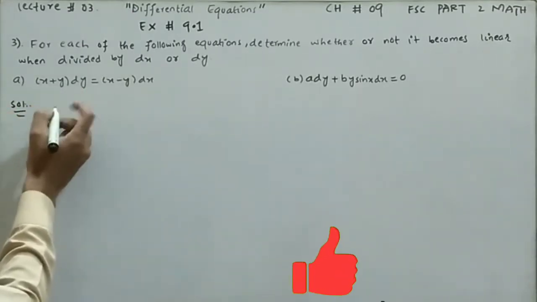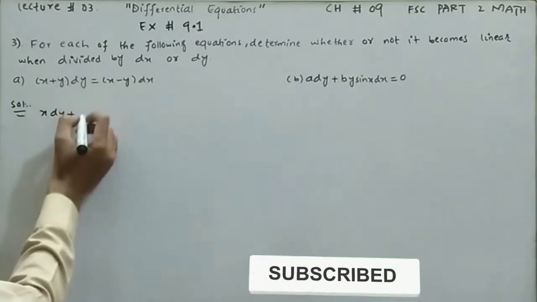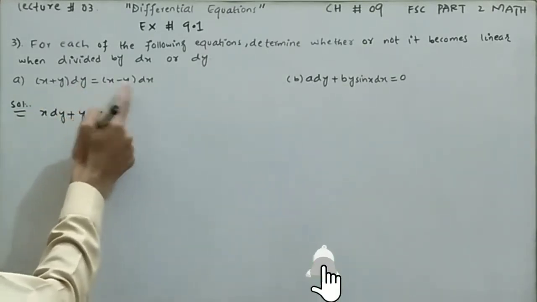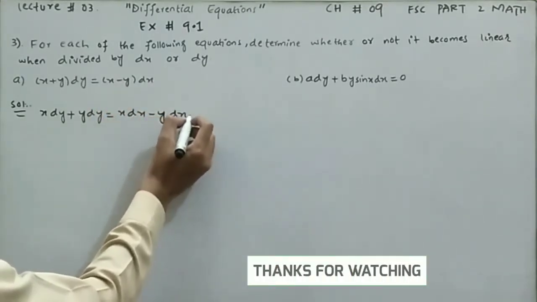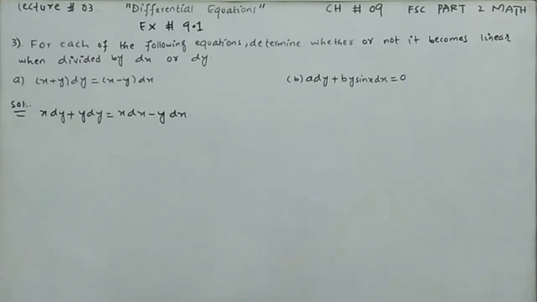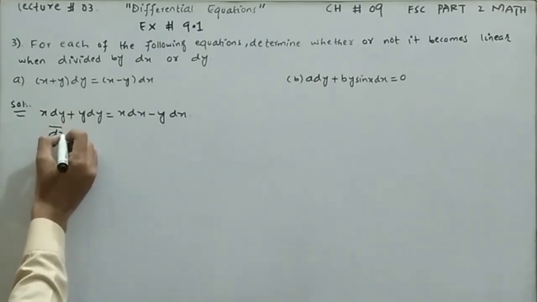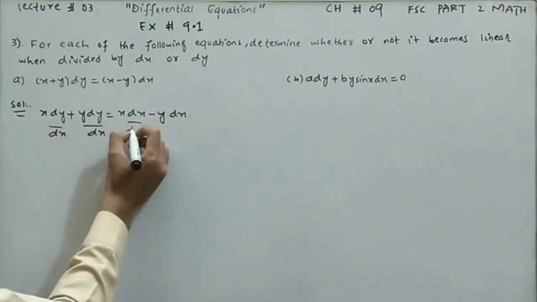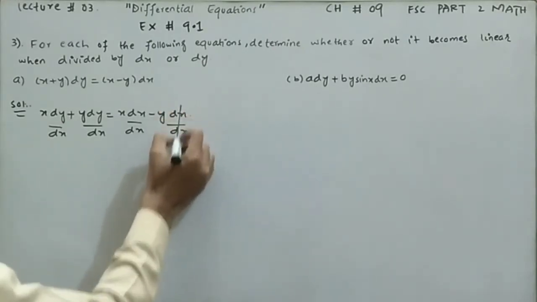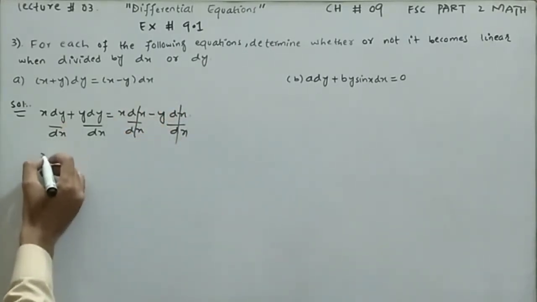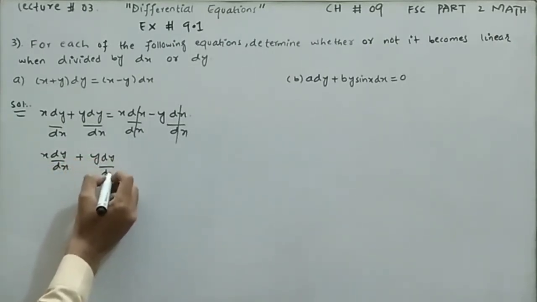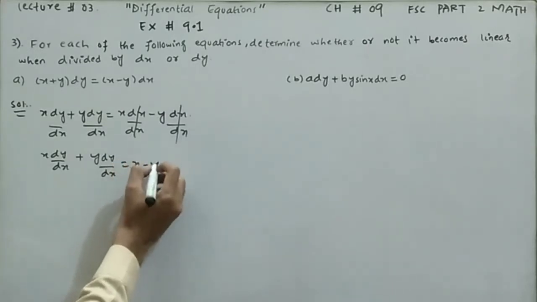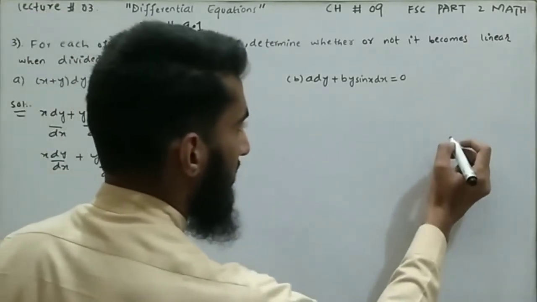Let's simplify this. Multiply x with dy, it becomes x dy. Multiply y with dy, it becomes y dy. Multiply x with dx, it becomes x dx. Multiply y with dx, it becomes minus y dx. So let's suppose I divide this whole equation with dx. Divide this with dx, divide this with dx, divide this with dx, and divide this with dx. Dx cancels with dx. Over here we are left with x into dy over dx plus y into dy over dx is equal to x minus y. Let's suppose we have an equation in terms of two variables y and x.